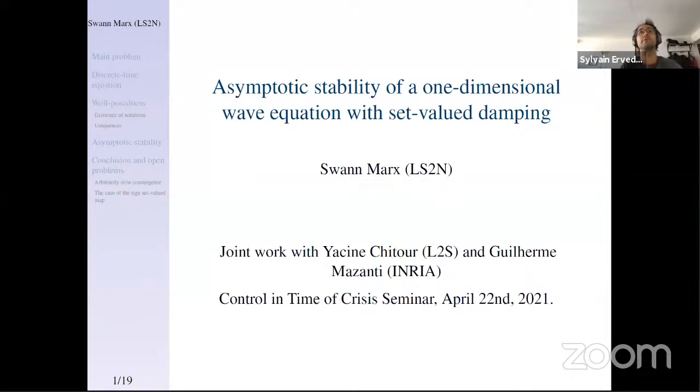Thank you very much. So thank you to the organizers. Today I will talk about a one-dimensional wave equation, and in particular the well-posedness of such an equation and the asymptotic stability. And this one-dimensional wave equation is not common, because here we will focus on the case where we have a set-valued damping, which is a term that I will explain during the talk. So this is a joint work with Yacine Chitour from L2S in Paris and Guillaume Mazanti in INRIA in Paris.